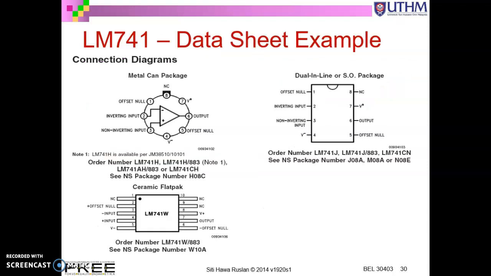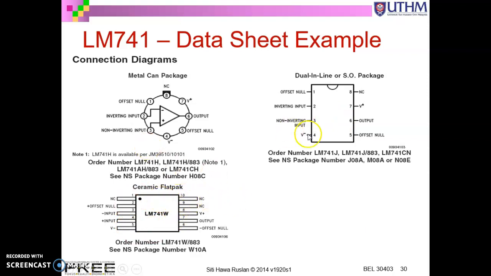This is an example of a datasheet for an op-amp. This is for the LM741. The 741 is actually a general purpose op-amp. You can have the package in terms of metal can or dual inline. It could also be ceramic flat pack. Usually we have around 8 pins. This is also 8 pins, but for the ceramic flat we have 10.